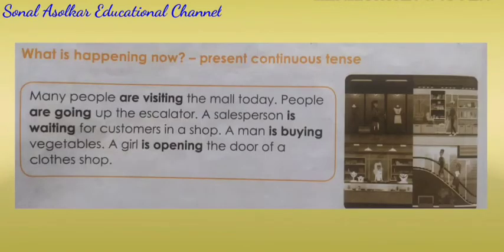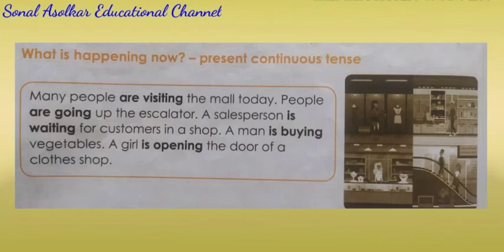After that, we have to learn present continuous tense. What is happening now? Present continuous tense. Many people are visiting the mall today. People are going up the escalator. A salesperson is waiting for customers in a shop. A man is buying vegetables. A girl is opening the door of a clothes shop.